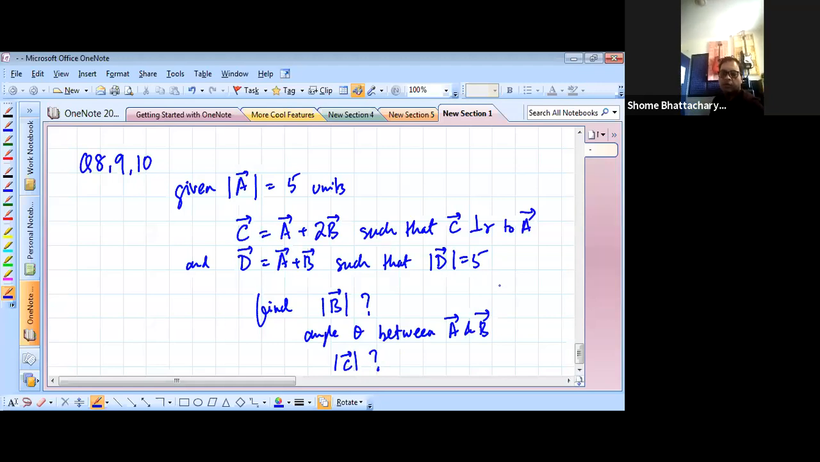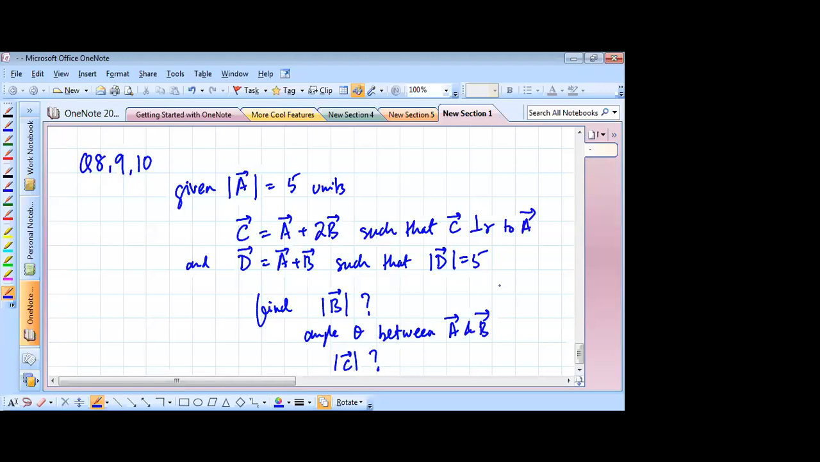Okay. So just understand the question first. We haven't gone through it before. Then we'll discuss what to work out in the solution. All this language of the question is given in question 8 only, and subsequently 9 and 10 also. Mod B is asked and the angle between them is asked and all that.